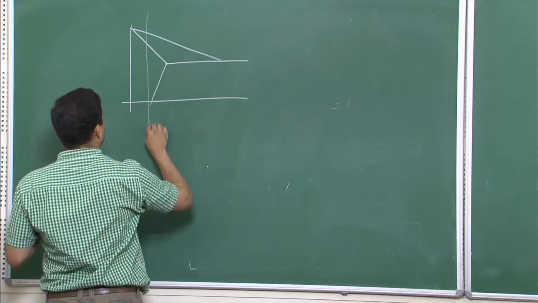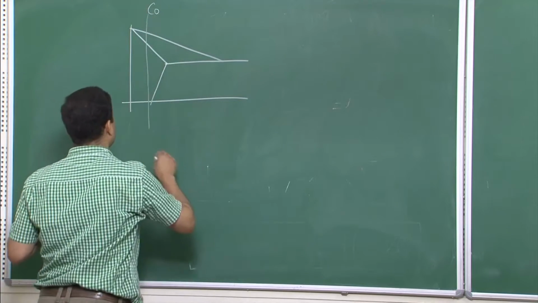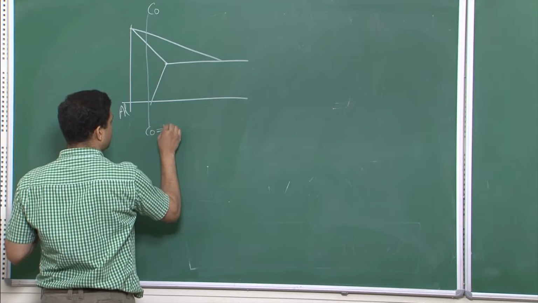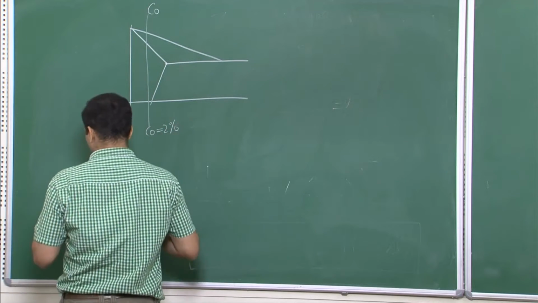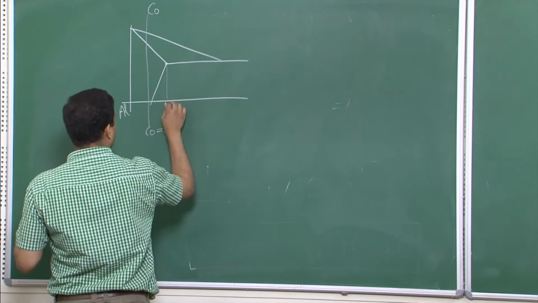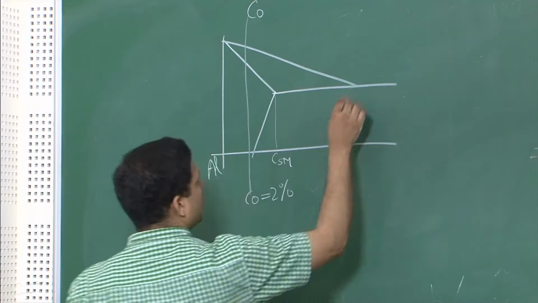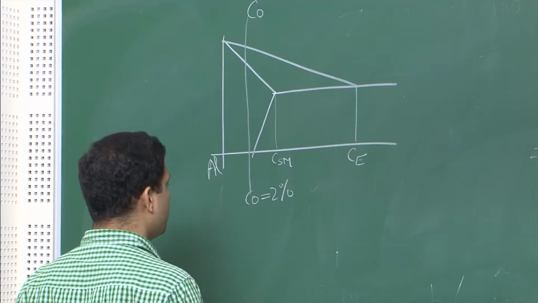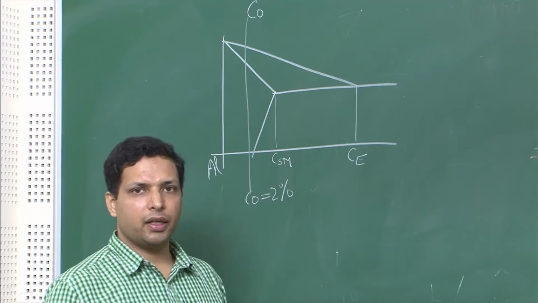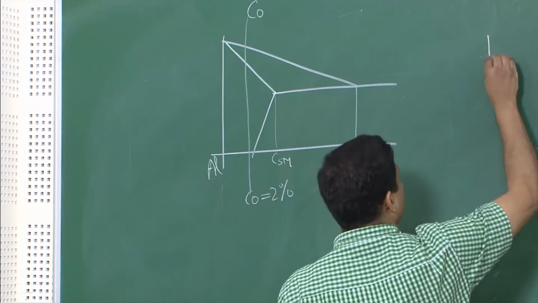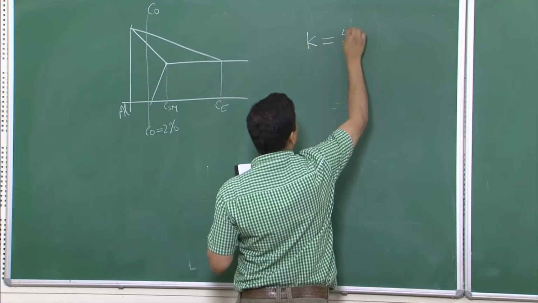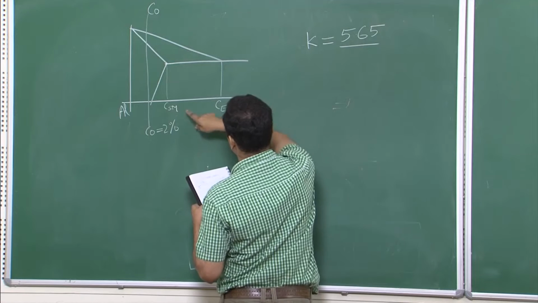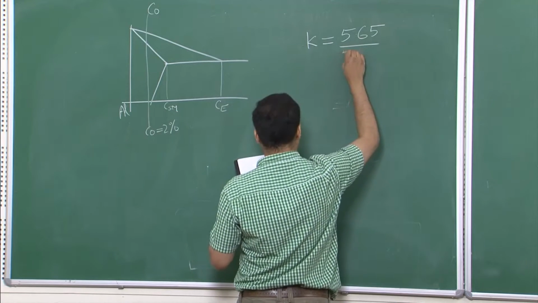So you are given some C naught, that C naught is 2% copper. So here you have aluminum, C naught is equal to 2% copper. You are given CSM, you are given CE. Now if you are given CSM and CE, you should be able to find K, which is the partition ratio. So we can get K equal to CSM by CE, which is 33.